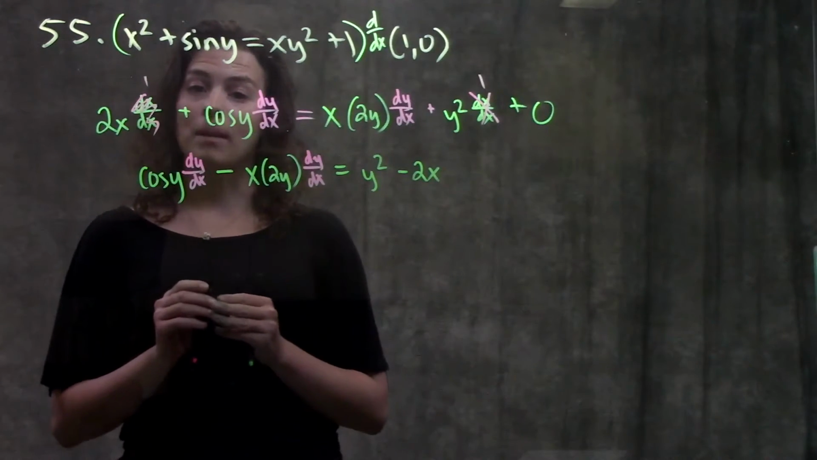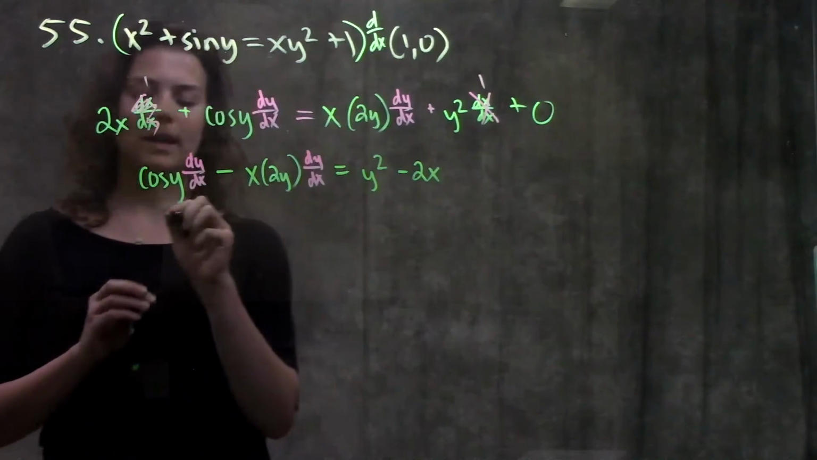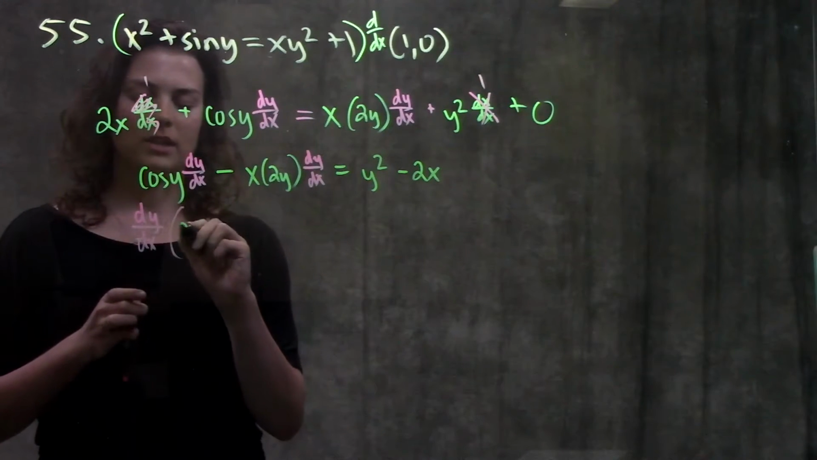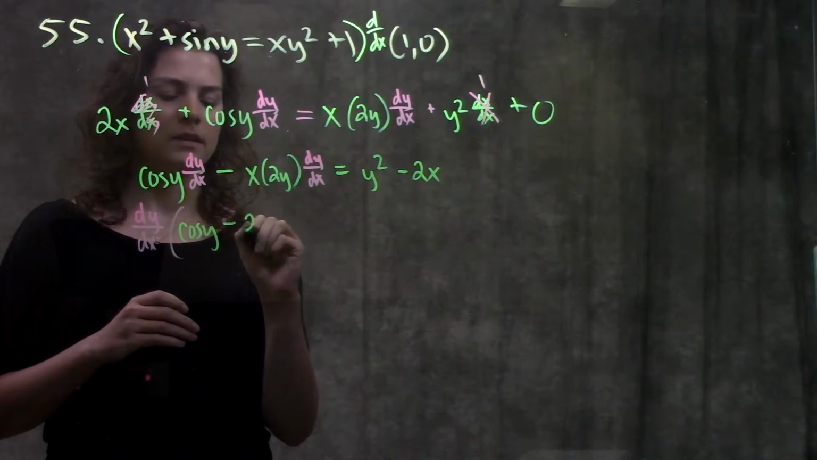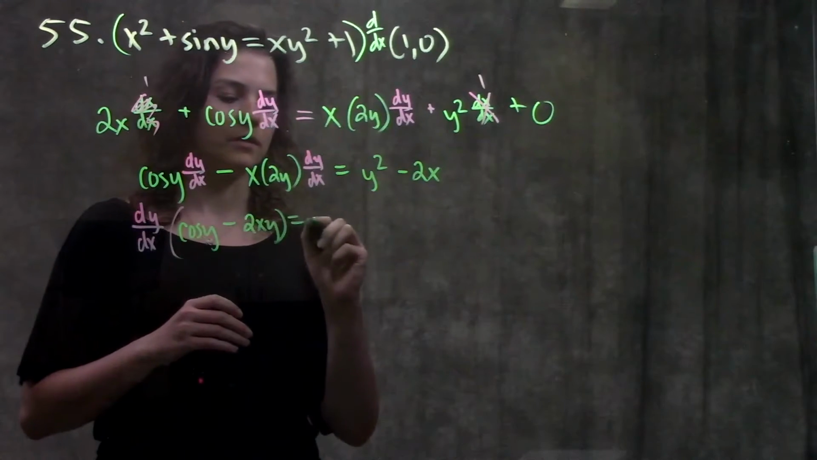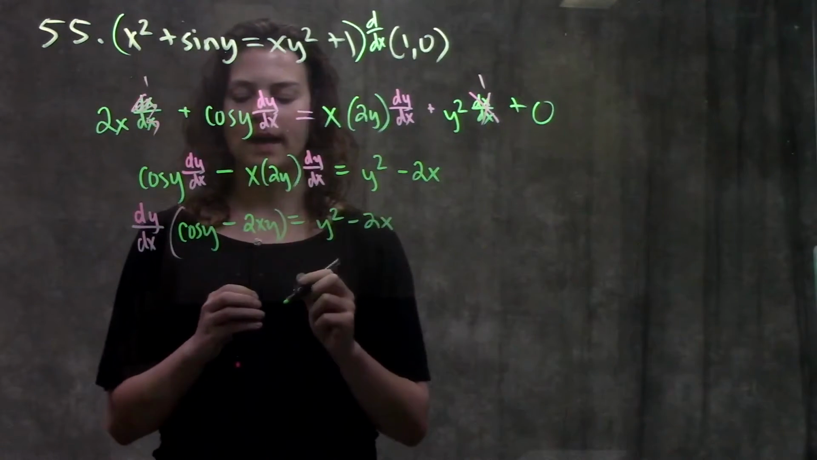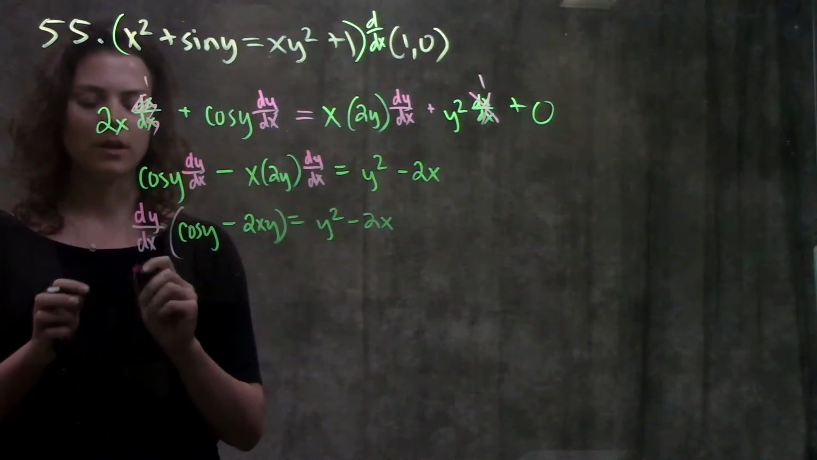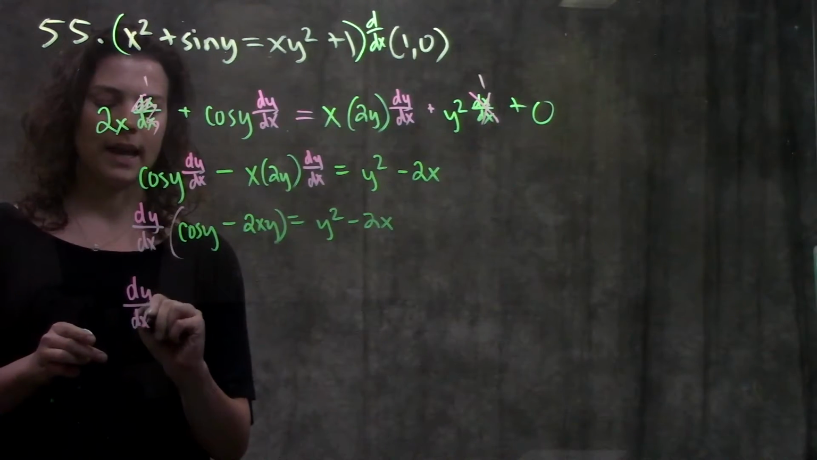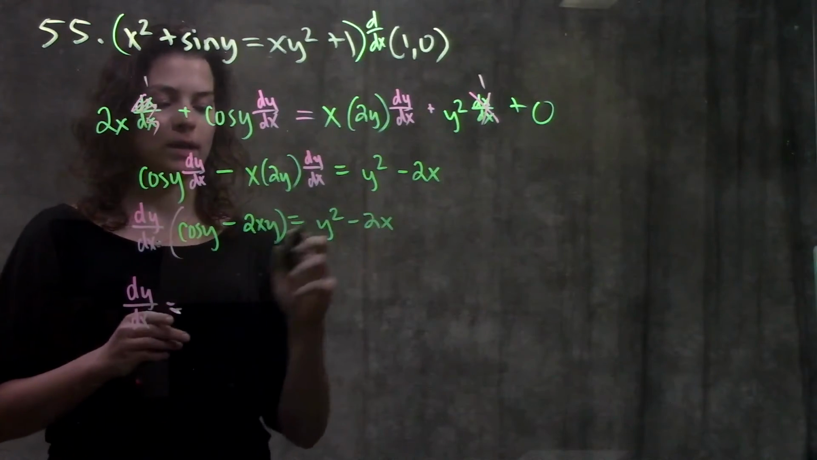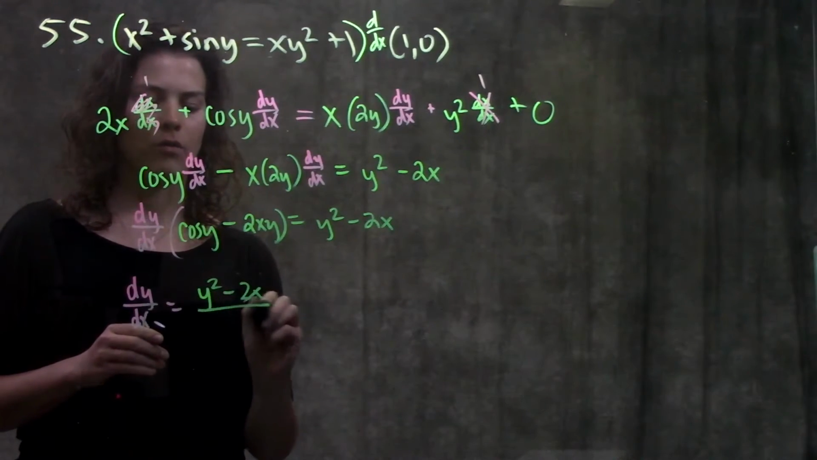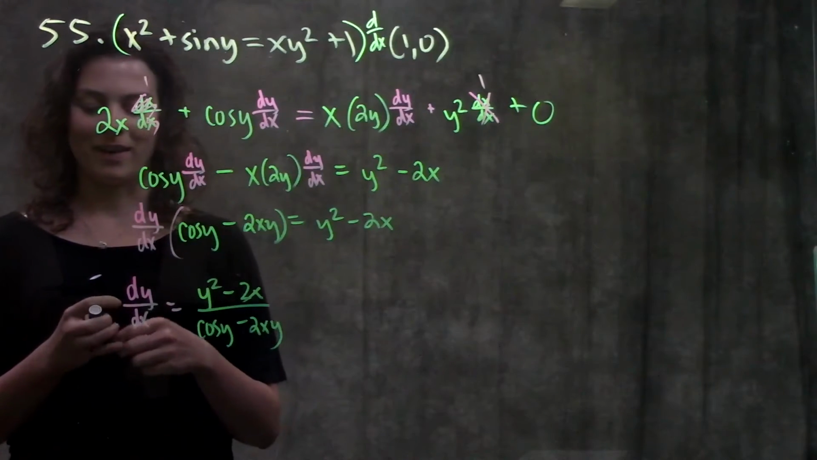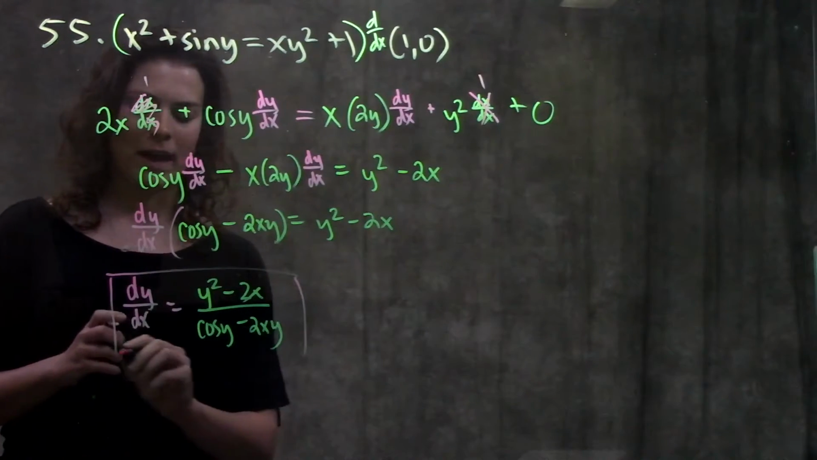All right, from here, remember, we're solving for dy over dx. So I'm going to factor that out of this left side, and what I'm left with is just cosine y minus 2xy equals, right side hasn't changed, y squared minus 2x. And now I'm just going to divide this quantity over to the right side. So I'm left with dy over dx is equal to y squared minus 2x over cosine y minus 2xy. Alrighty. So all of that led to this.